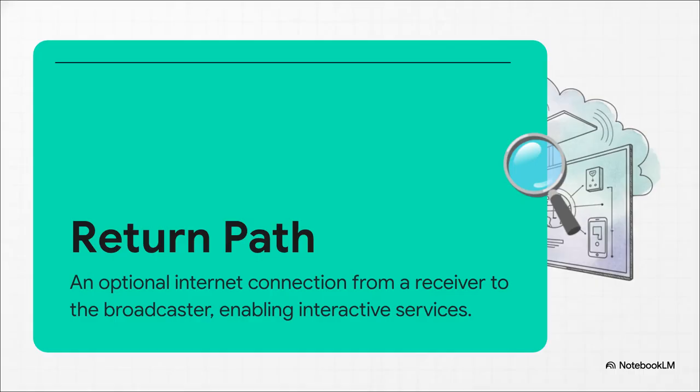Now, let's pause for a second and define a really critical term, the return path. All this means is an internet connection from the viewer's TV back to you, the broadcaster. This is the absolute key that unlocks things like targeted advertising, real interactivity, and audience analytics. But, and you have to hear this part, it is an optional feature in the ATSC 3.0 standard.